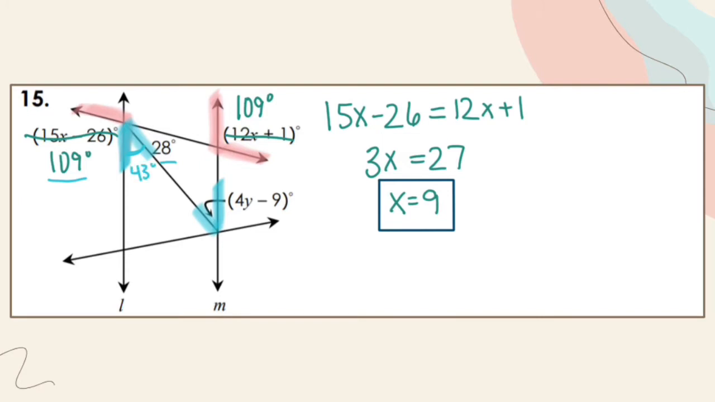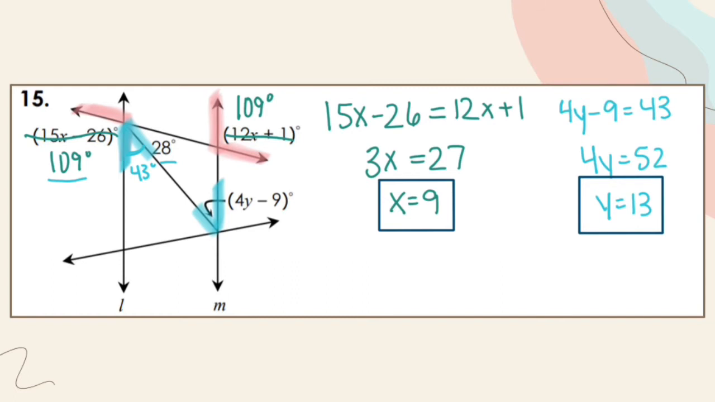So then if we want to solve for y, we can say 4y minus 9 equals 43. So 4y equals 52, and y is going to equal 13. And we have now answered our question.